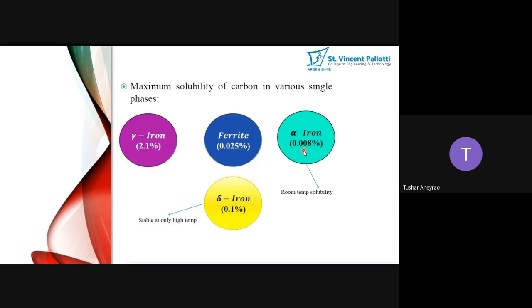So 0.008% at room temperature, it is stable. And this is delta ferrite, it is only stable at very high temperature, and it is having a carbon percentage of 0.1 percentage. Now please don't get disturbed if you are remembering or memorizing the iron carbon diagram. Then just from that diagram only you can derive all this data about the phases as well as their carbon percentage, right? Any doubt still here?